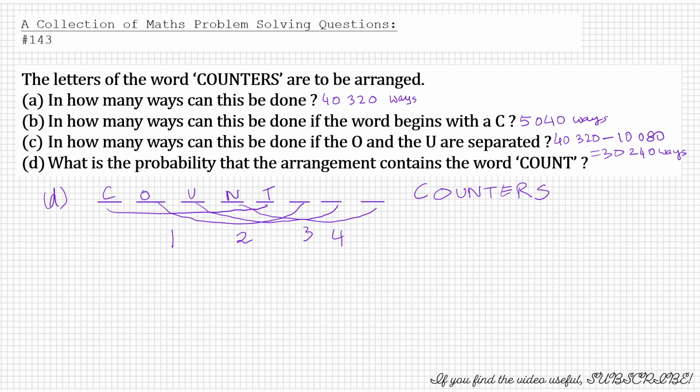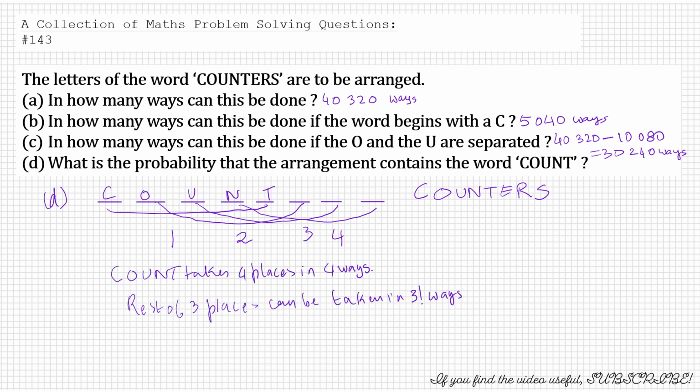If you think of them as staying together, there are 4 ways they can take up the 8 places. Now they can't be rearranged amongst themselves, otherwise it will not be COUNT anymore. So there is only one arrangement between themselves. They have to place C first, O next, U after that, N and then T. And the remaining places are 3 places, so they can be arranged in factorial 3 ways. So the number of arrangements would be 4 times factorial 3, and that is 24 ways.